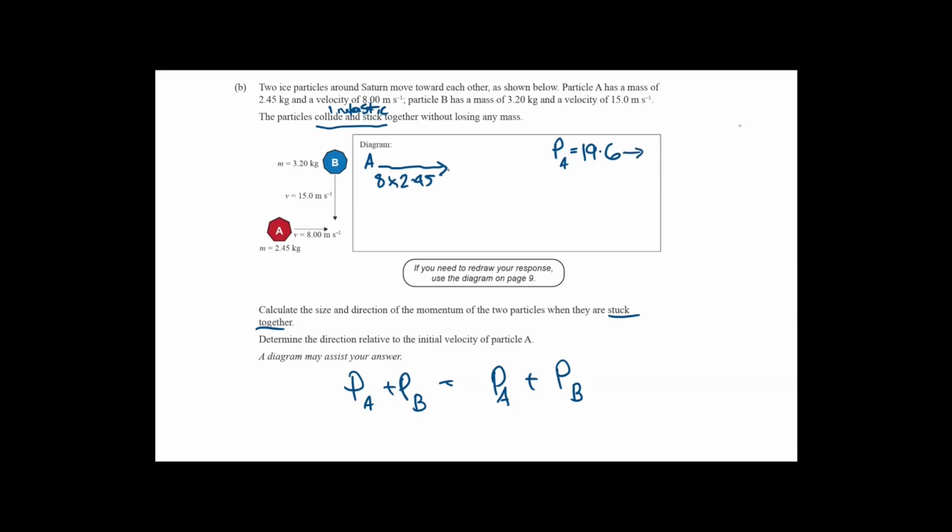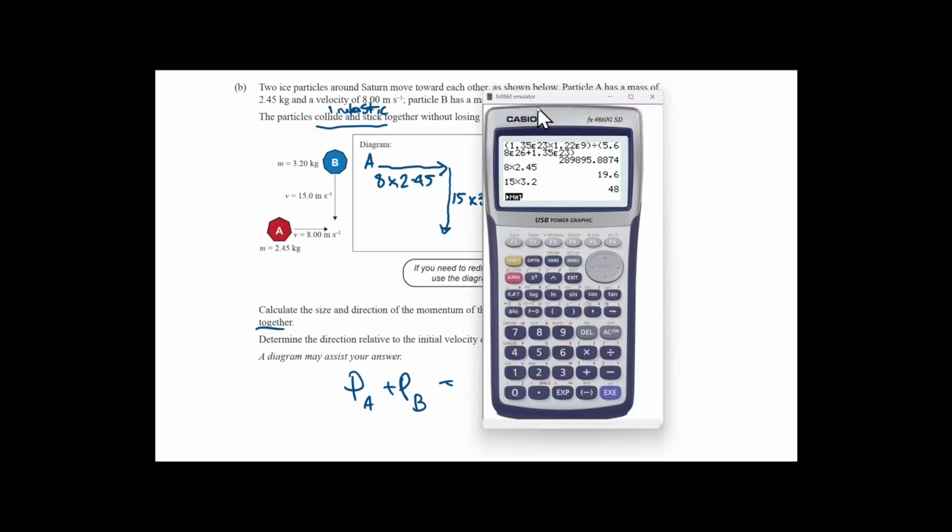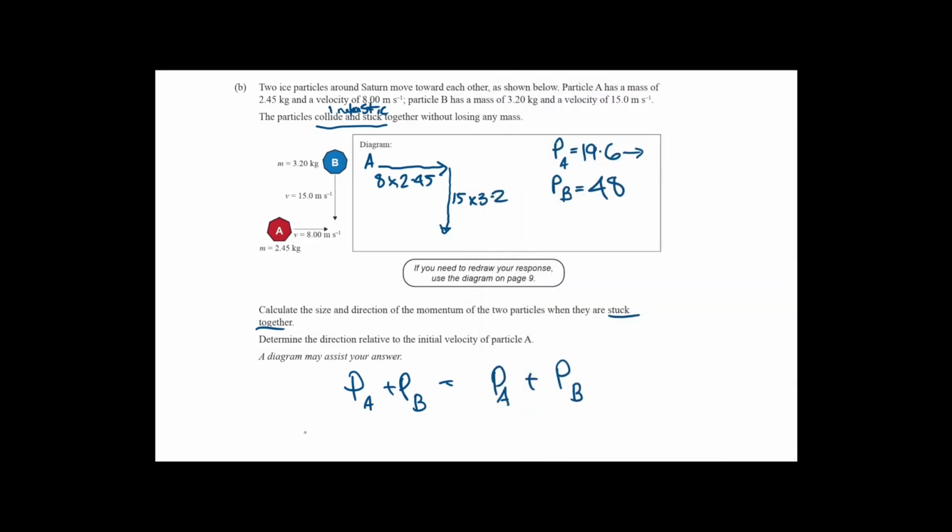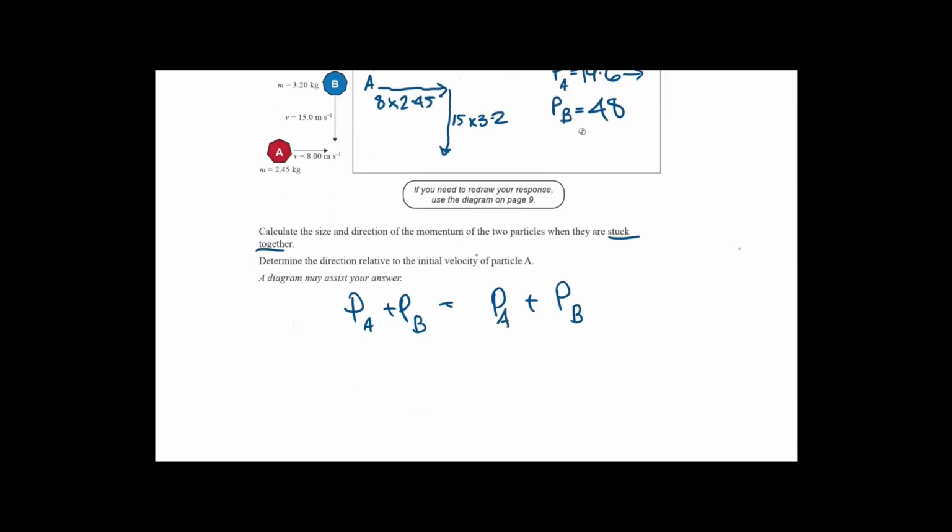And now B is going to be going down in that direction. The momentum when it hits is 15 meters per second times 3.2 kilograms. They're in SI units. So the momentum of B is going to be 15 times 3.2, 48. So let's do a little diagram that's a bit bigger than that.